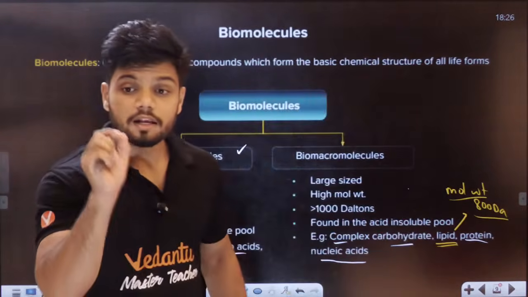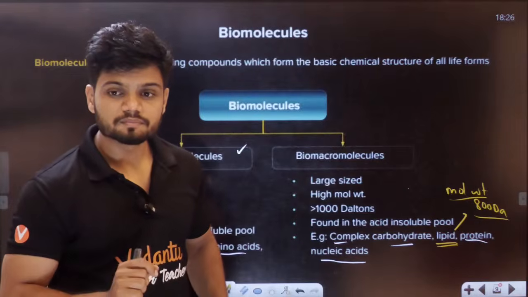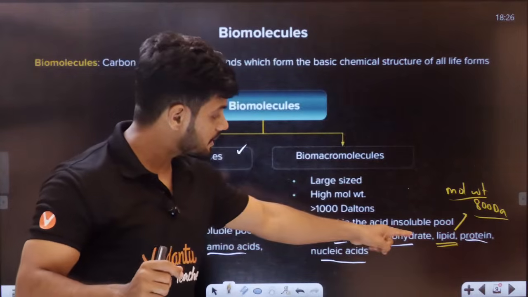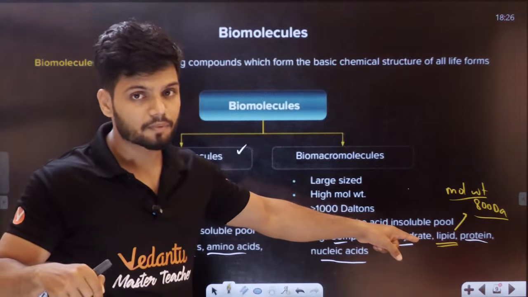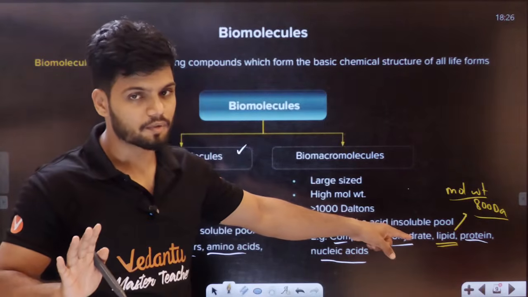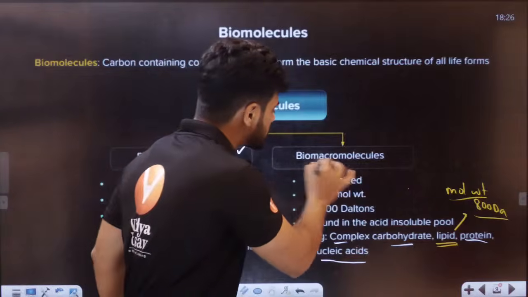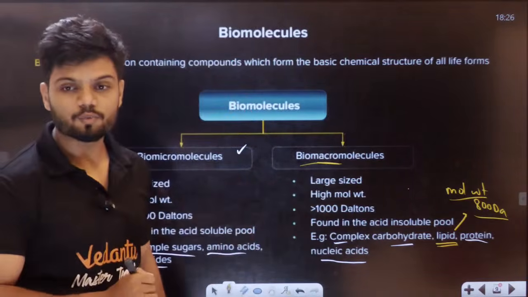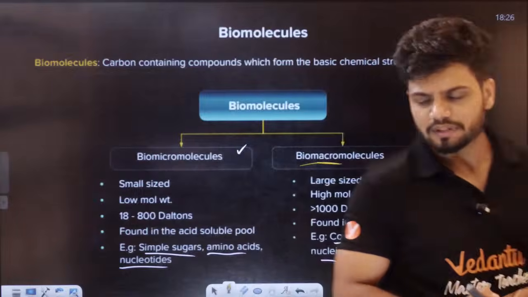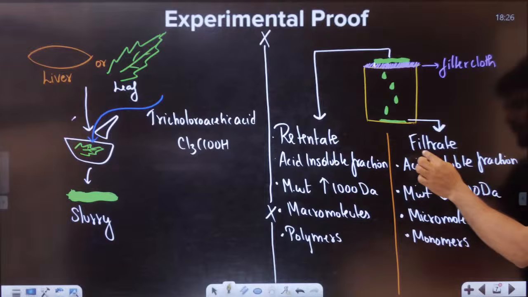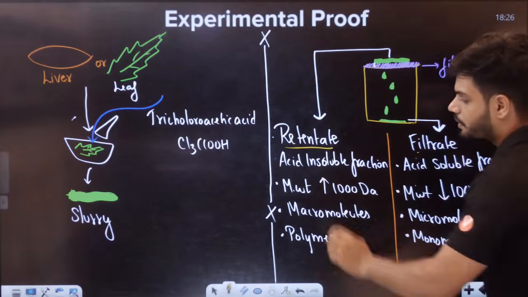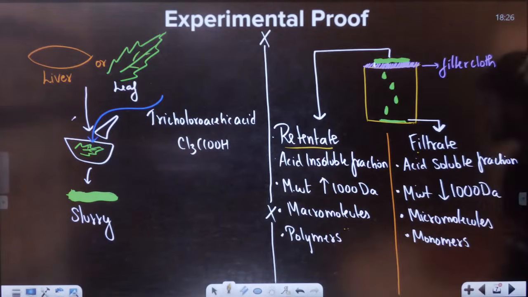Lipids' molecular weight is basically less than 1000 Daltons. Then why are they kept in macromolecules? Why are they macromolecules, students? If their size is less than 1000 Daltons, why do we have lipids in the retentate? Why are lipids present here? Anyone?